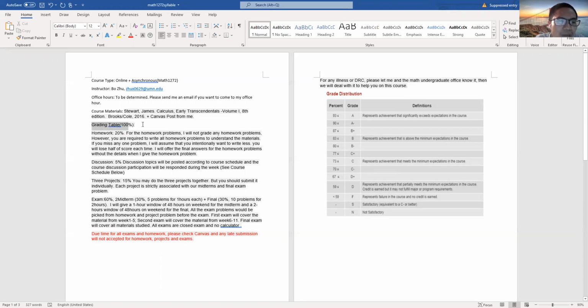I think everyone cares about the grading, right? Our grading table includes 3 or 4 parts. The first part is the homework, which is 20%. I will not grade any homework problems. However, you are required to write all homework problems to understand the material. You have to submit the homework on Canvas, because I want to push you to study, finish the homework, and get some practice.